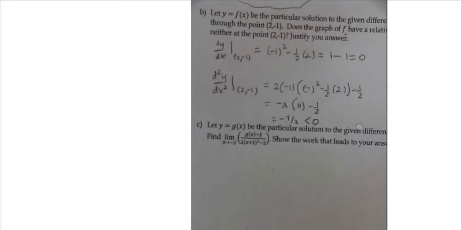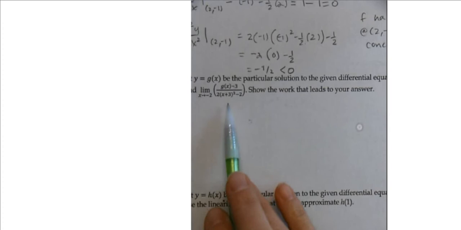Okay, looking at C, guys, we're almost done. I know this has been a lot. Let g be the particular solution to the diff EQ. Remember, particular solution, they gave us an ordered pair, negative 2, 3, to the right. Find the limit of this. So limits, the first thing that we're going to do is direct sub.